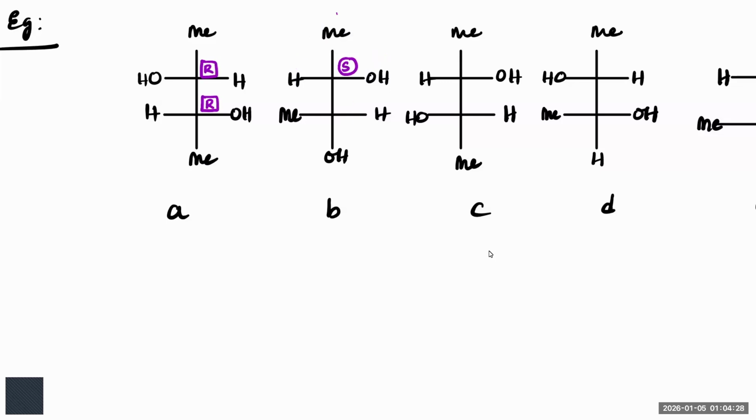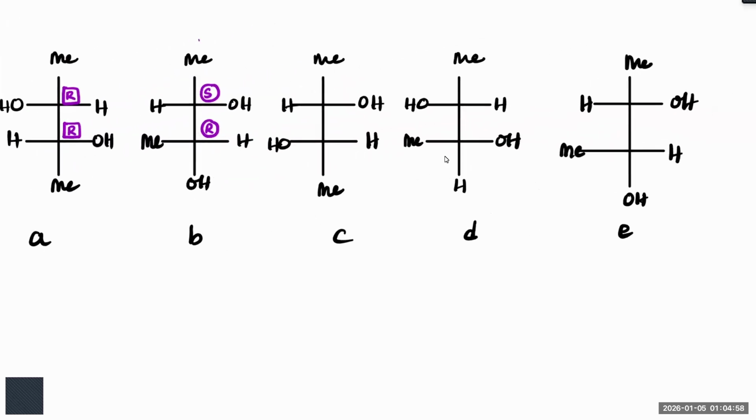If I talk about the second chiral center, you have priority 1, then 2, then 3, then 4. Now you notice that it is going in anti-clockwise direction. Anti-clockwise direction will make it R, because the least priority is on the horizontal line. So this is having S and R. Clear?